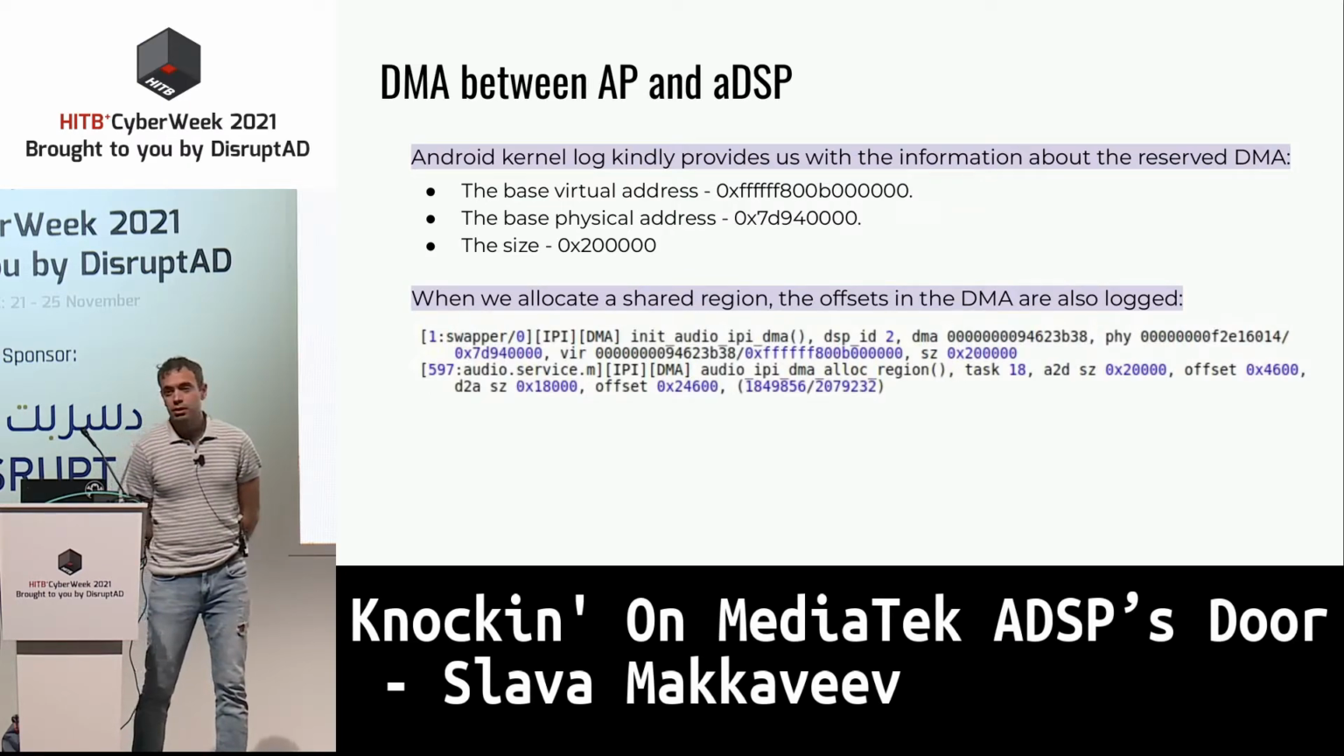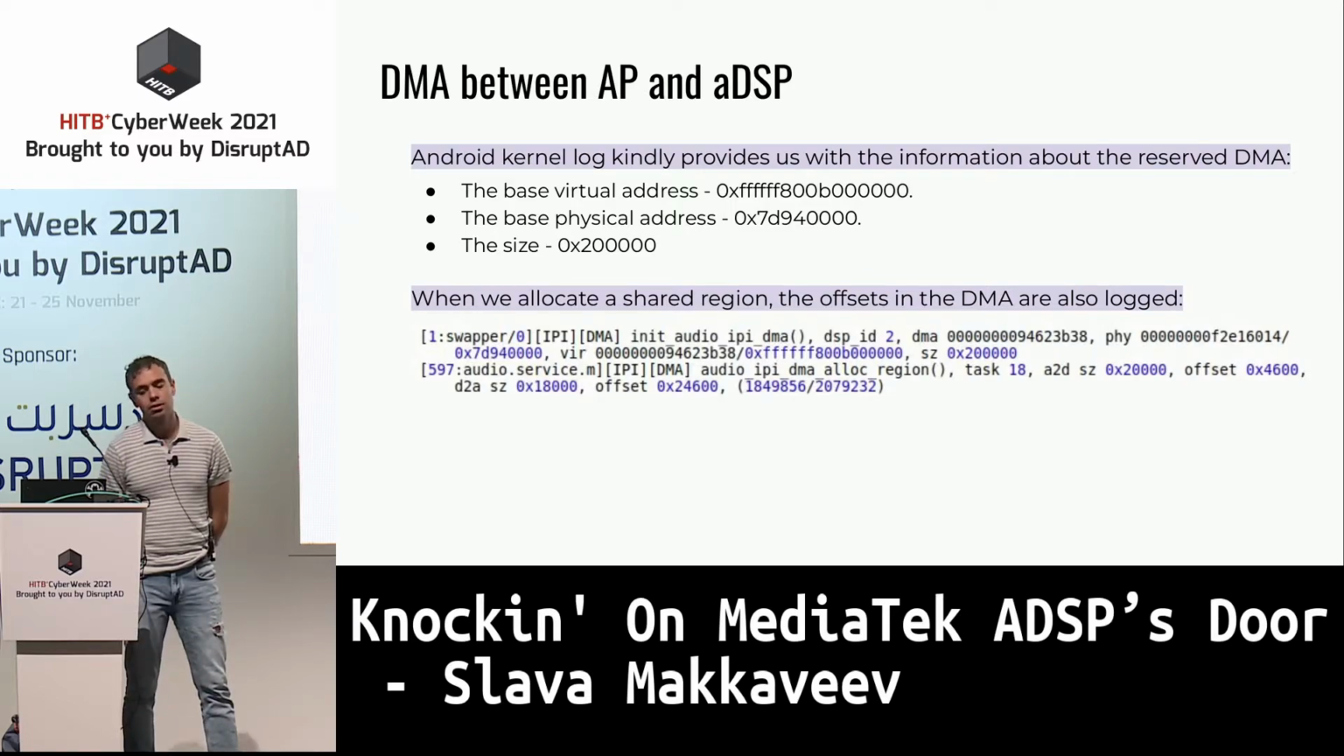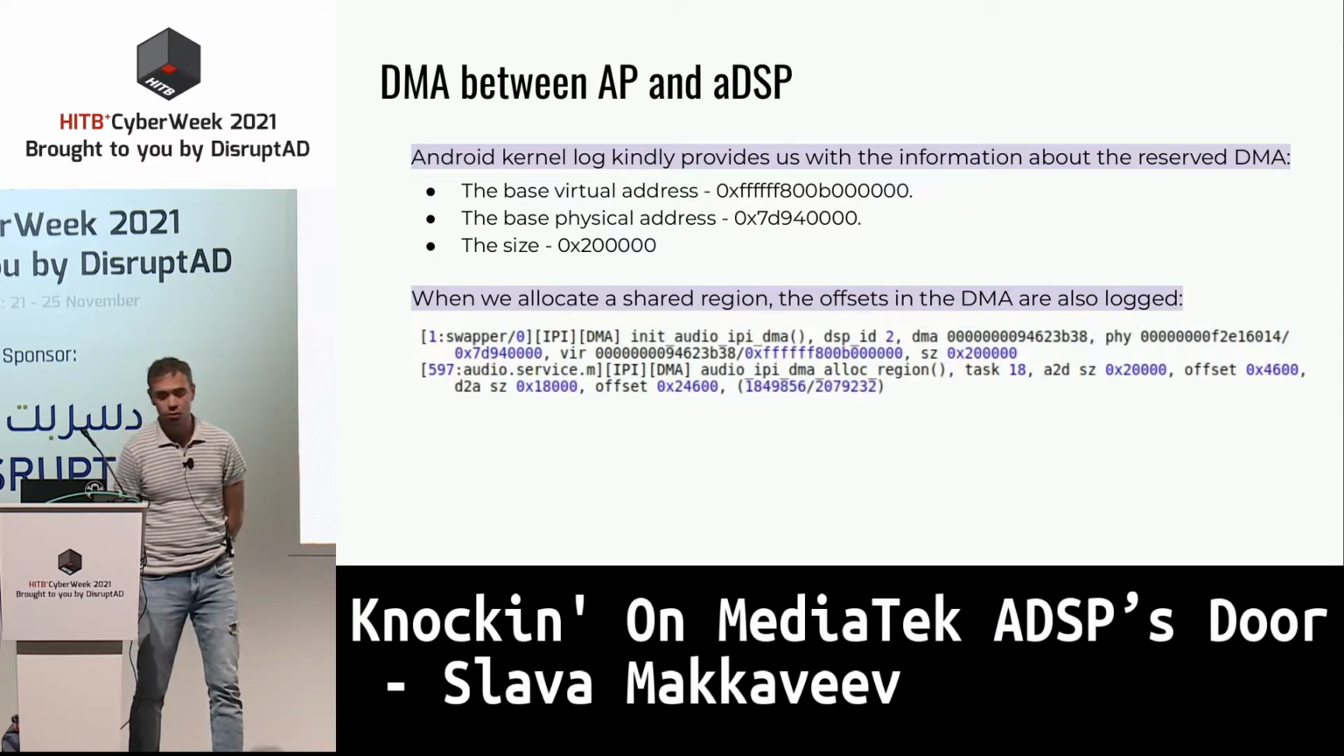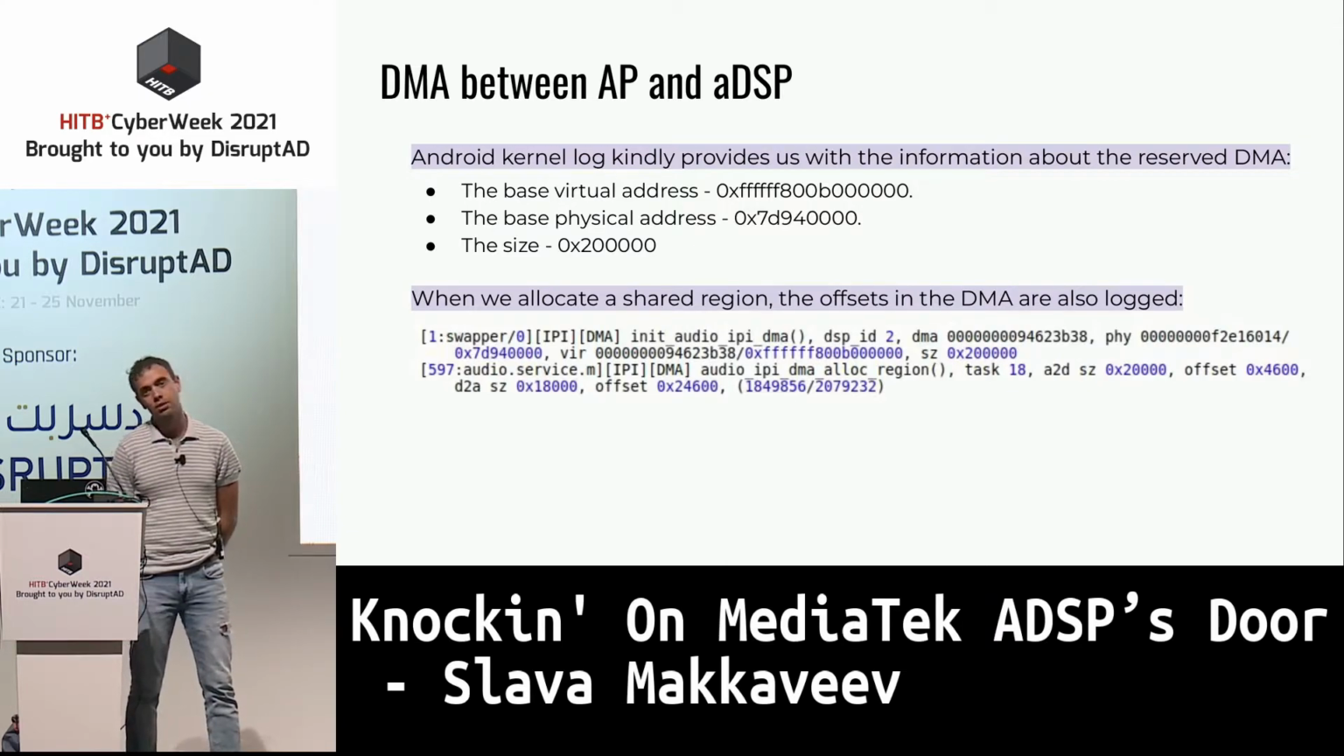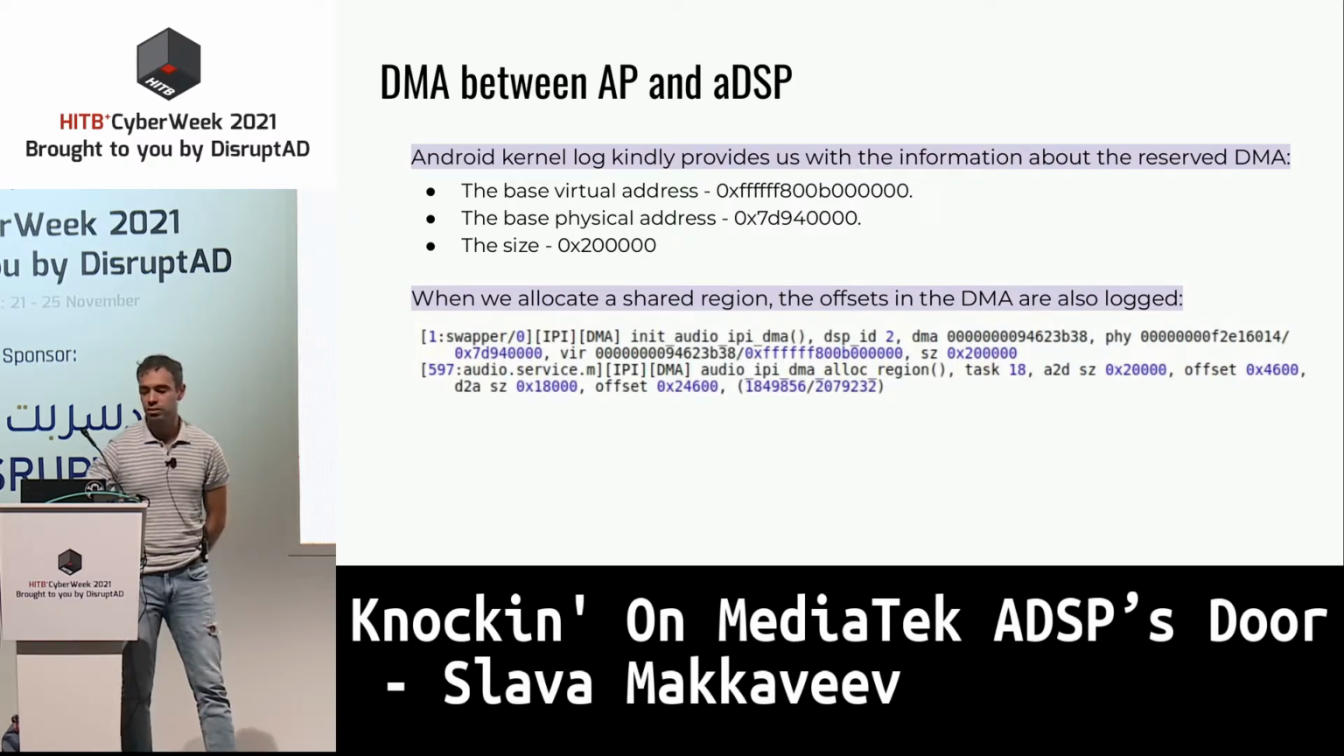Now I will say a difficult thing. The physical address of the shared region, calculated as the base address of the DMA memory plus the offset of the shared region in the DMA, is persistent on the device. It means that if after rebooting the mobile phone we ask to allocate the same shared region, we will get the same physical address. So it's very good, and I will use it in one of the vulnerabilities I will show.